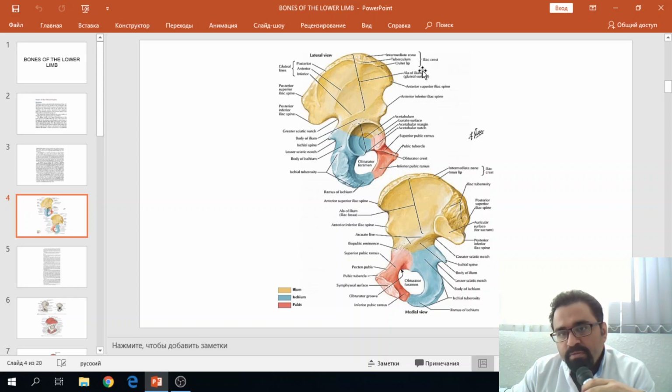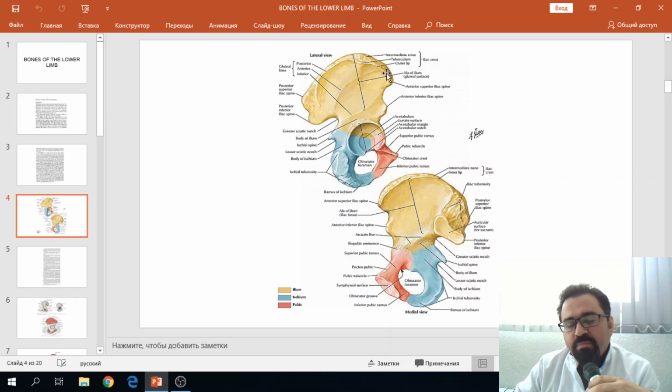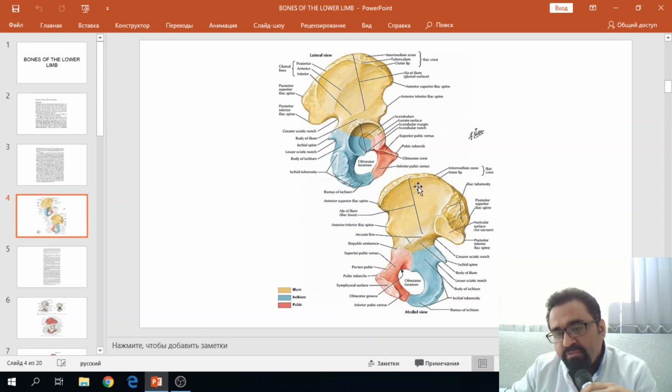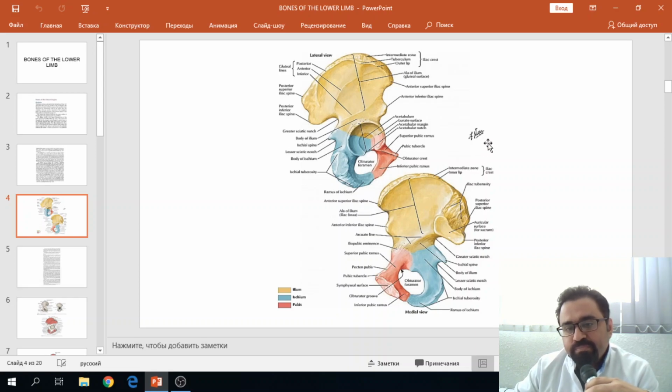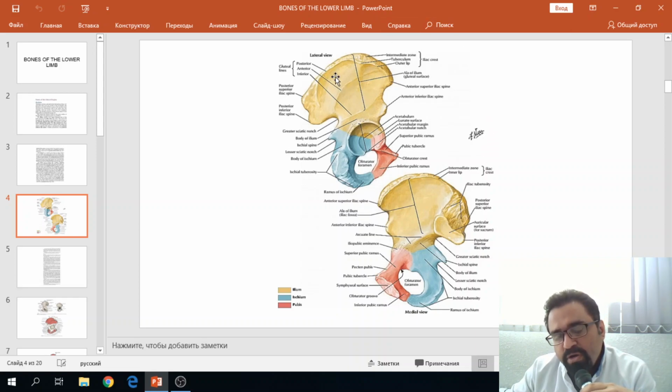Then the iliac crest has an intermediate zone, the tubercle, and the outer lip. This is the outer lip. This is the surface facing laterally, and this is the surface facing medially. The outward facing part of the flat ilium bone has three lines. These are called gluteal lines: posterior, anterior, and inferior gluteal line. There are three gluteal lines.